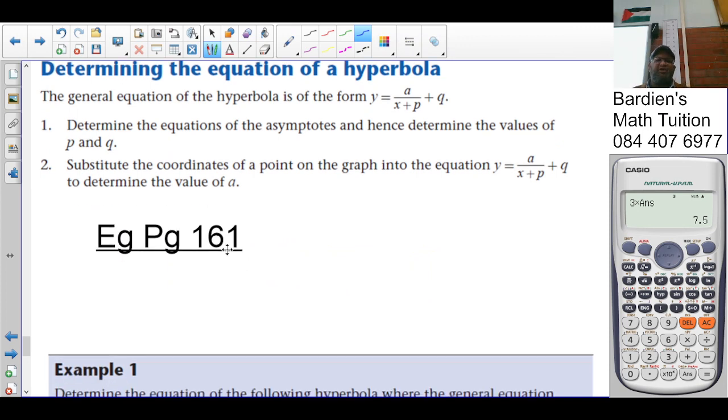Okay, so we are told to determine the equation of the hyperbola. In general, the equation of the hyperbola is in the form y equals a over x plus p plus q. Sometimes they have it as y equals a over x minus p plus q. Let's make a note of that. It can be written either way. Determine the equation of the asymptotes, hence determine the values of p and q. Then substitute the coordinates of a point on the graph into the equation y is equal to a over x plus p plus q to determine the value of a. Okay, so make that note quickly.